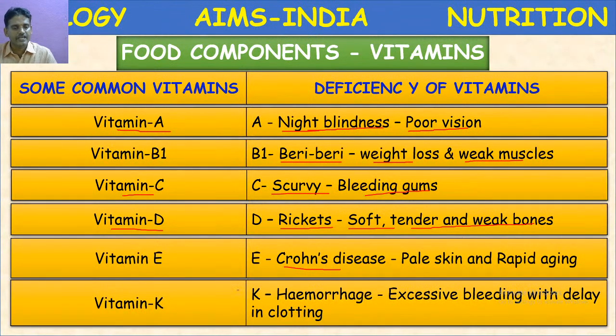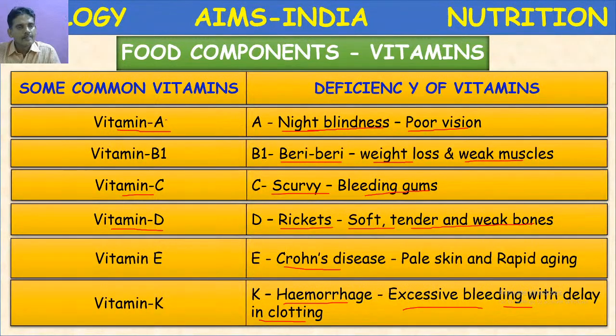Next, vitamin K, the anti-hemorrhage vitamin, as I told you. Vitamin K deficiency leads to hemorrhage. What does hemorrhage mean? Excess bleeding with delay in clotting. Delay in blood clotting is the main symptom of vitamin K deficiency. So children, once again go through the chart given here. Any doubt?